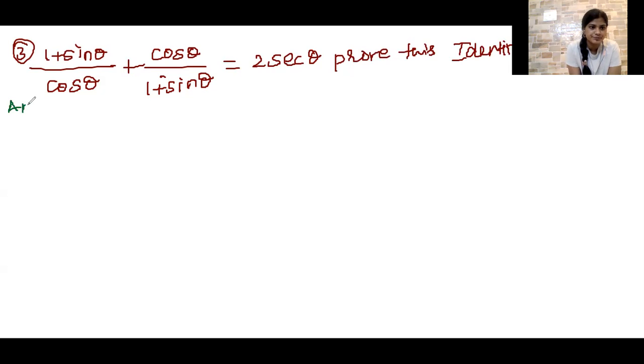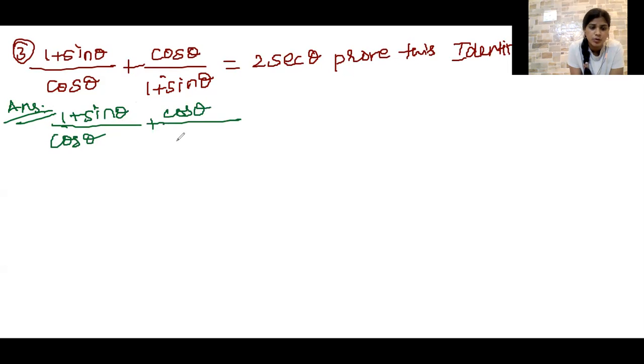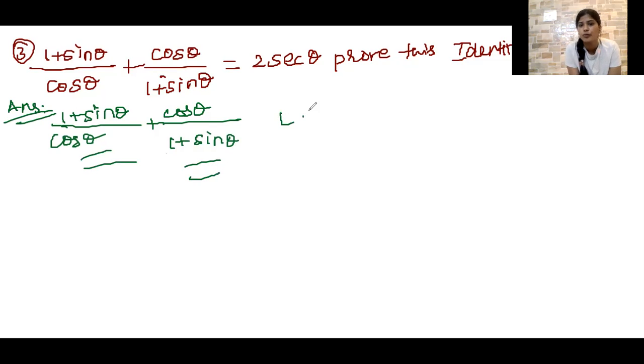So the answer: I'm going to take the left hand side and then prove it to the right hand side. So if I take the left hand side, it's going to be (1 plus sine theta) upon cos theta plus cos theta upon (1 plus sine theta). Here also the same strategy. Whenever you have two different denominators, you have to go for LCM. So you multiply the first denominator with the second denominator. The product should be placed in the denominator again, and for the numerator, you have to do the cross multiplication. It's very, very easy.